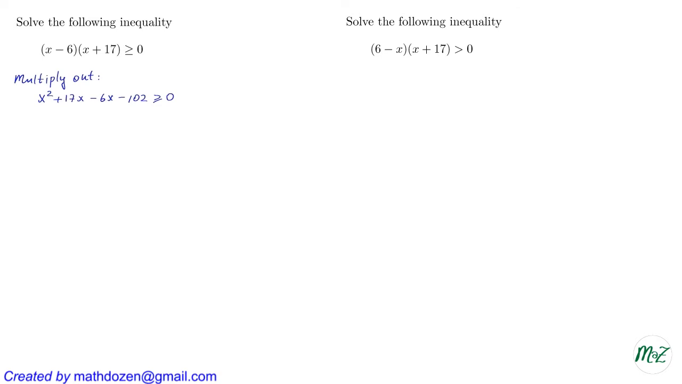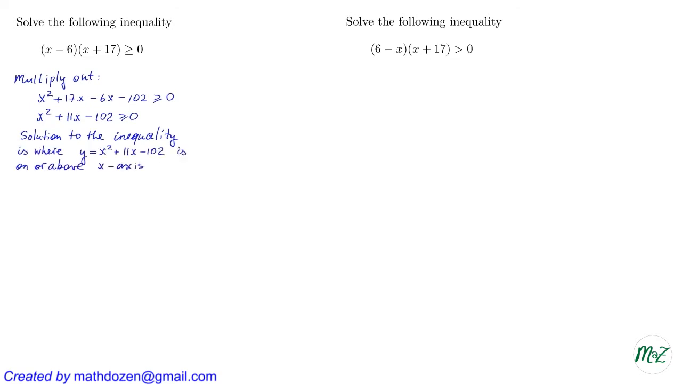So we FOIL those two terms, and we end up with x squared plus 17x minus 6x minus 102 being greater or equal than 0. So if we combine like terms, we have x squared plus 11x minus 102 being greater or equal than 0. So the solution of this inequality will be where the graph of y equals x squared plus 11x minus 102 is exactly on or above x-axis. And this comes from the inequality being greater or equal than 0.